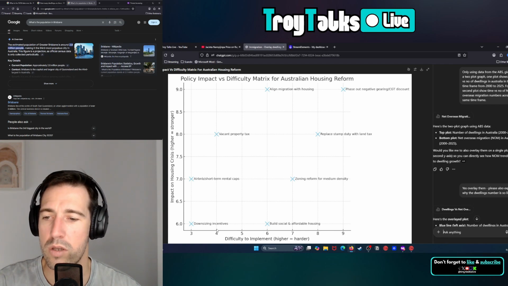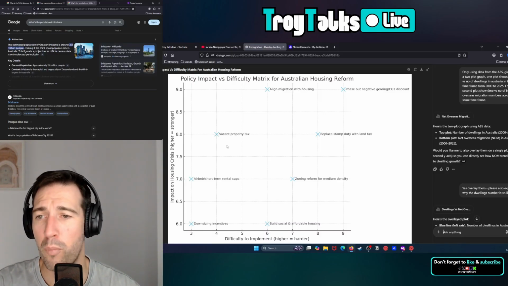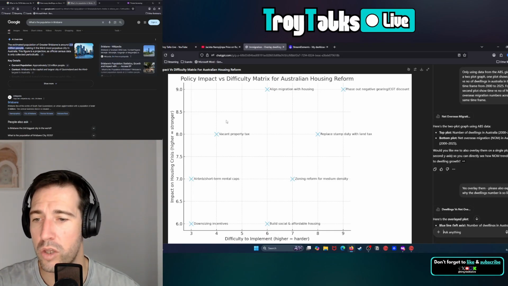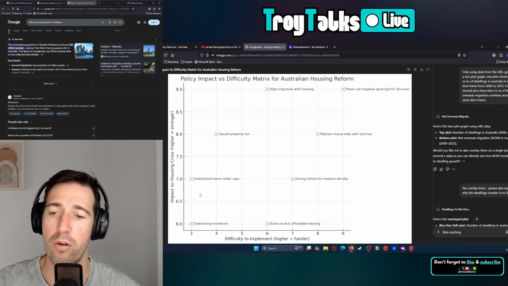Now if we go up a difficulty, we look at vacant property tax. That has an 8. So ChatGPT seems to think that the vacant property tax could have a very, very good impact on the housing market. And then we look at those 3. This is difficulty out of 10. We've got two 3s and a 4. This is how easy the implementation is. So this could have a very, very good effect.